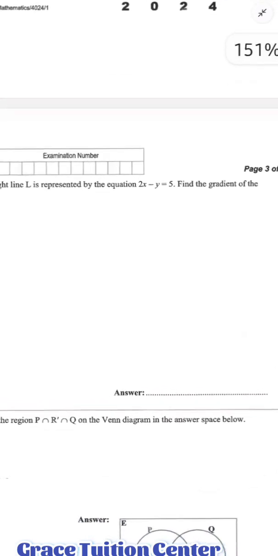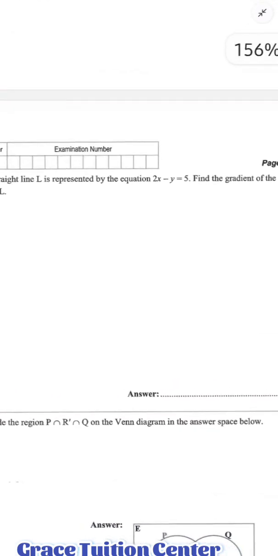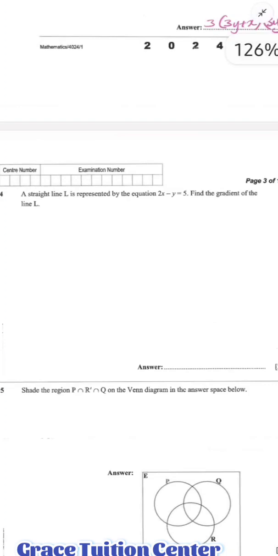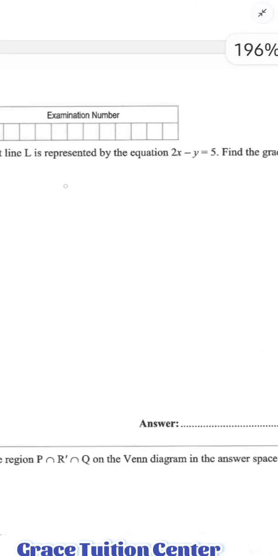The next question says a straight line L is represented by the equation 2x minus y equals 5. Find the gradient of the line L. Okay, so let's just jot down our line.